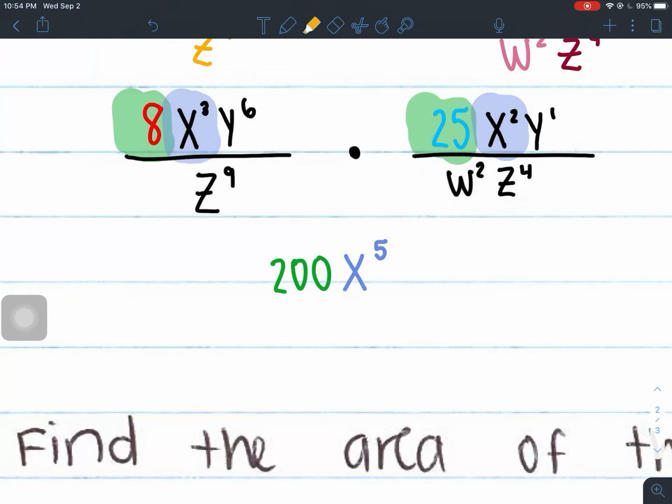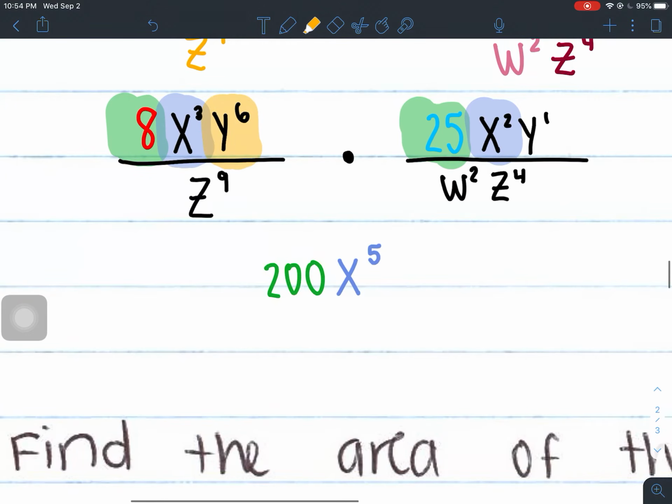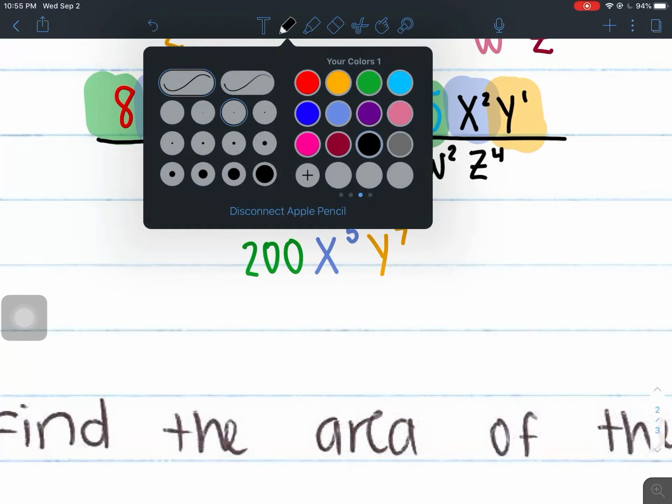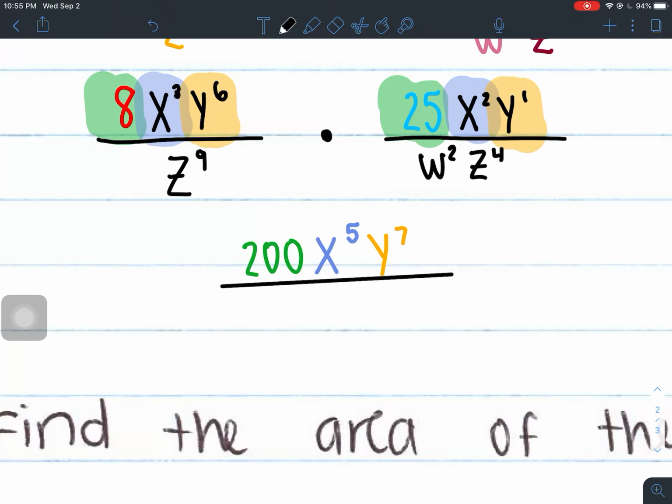Okay, moving on. I see that I also have a base of y in both fraction numerators. So I'm going to go ahead and combine those together. Y to the 6th and y to the 1st are going to make y to the 7th together. I would add those together. Okay, the shortcut is that you add those exponents together. Then I have my fraction bar.